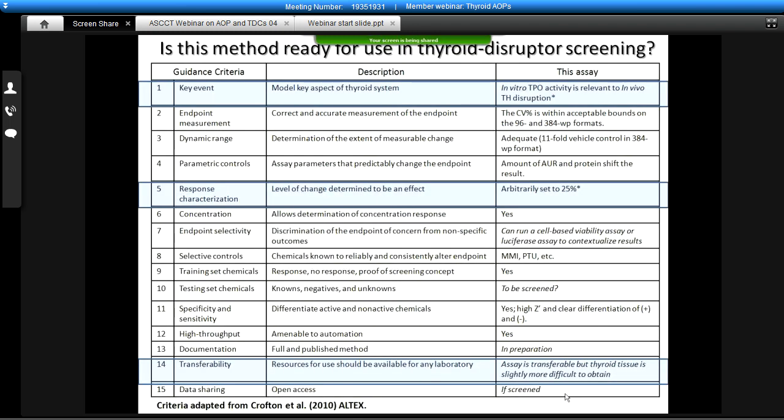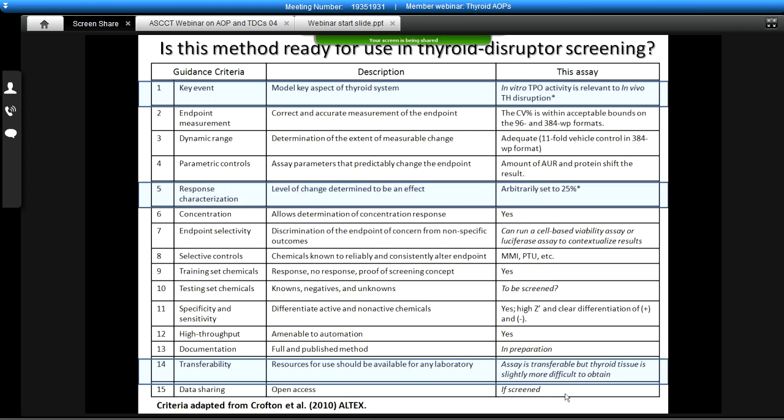So is this method actually ready for use in thyroid disruptor screening? This is a very busy slide that I won't actually read all of to you. This is a table that I've adapted from a paper that Kevin Crofton et al. published in Altex in 2010, where they were trying to describe guidance criteria that would be useful in the development of developmental neurotoxicity high-throughput screening tests.